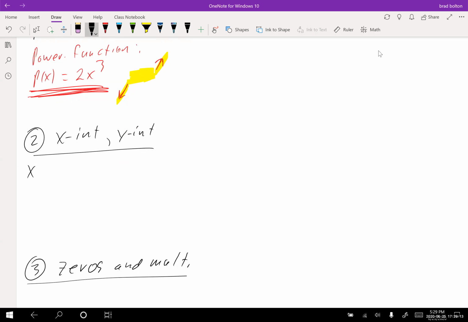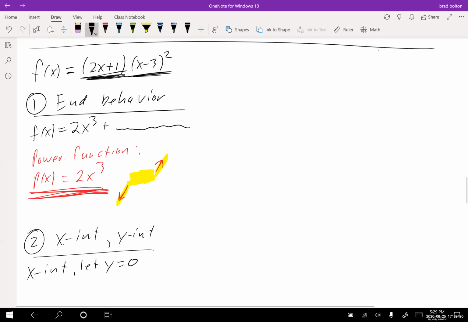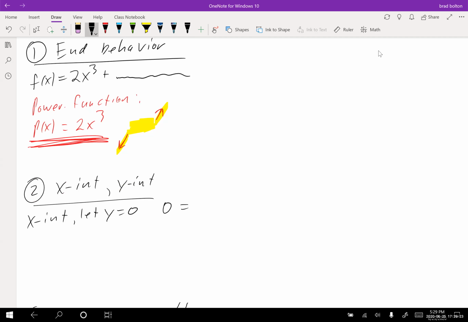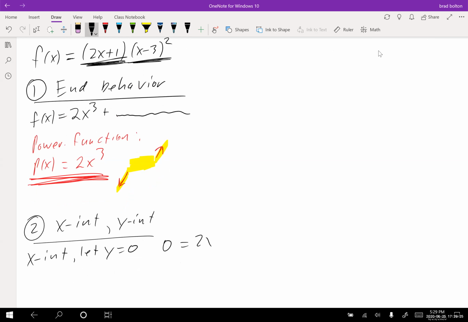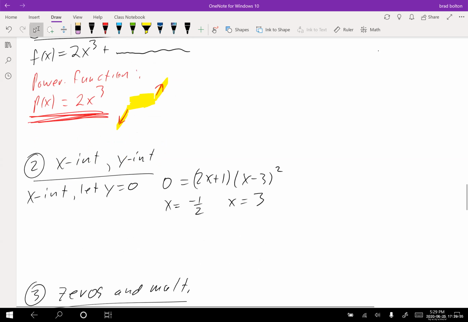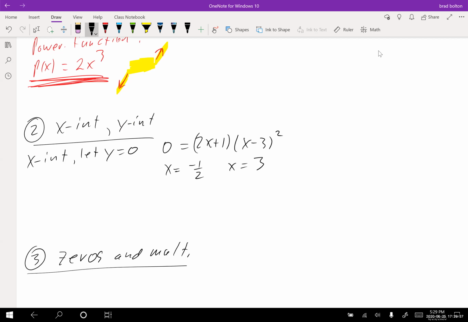X-intercepts, you guys know how to find the x-intercepts. You let y equals 0. So let's come up here. And that means we have 0 equals 2x plus 1 times x minus 3 squared. So we know that x equals negative 1/2 and x equals 3, right? So these are the x-intercepts. I'll write them as actual coordinates: -1/2, comma 0, and 3, comma 0. These are my x-intercepts.